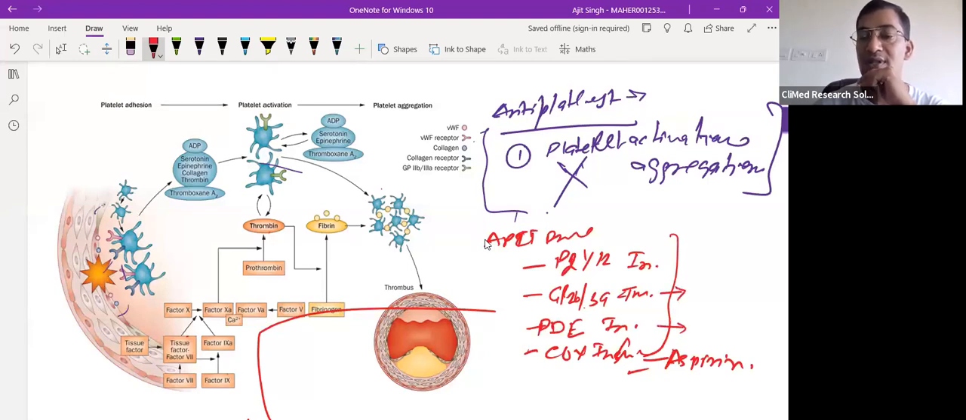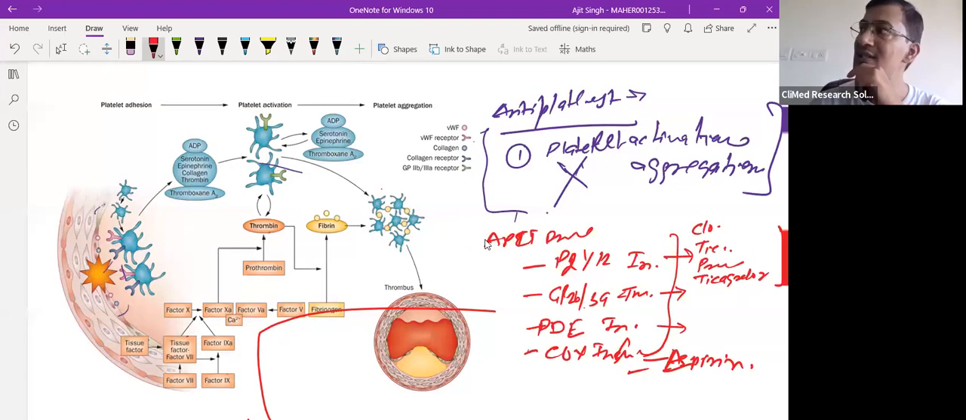So P2Y12 inhibitors are clopidogrel, ticlopidine, prasugrel, and the new one, ticagrelor. Clopidogrel, ticagrelor, prasugrel, and ticlopidine. These are the P2Y12 inhibitors. What are PDE inhibitors and what are COX inhibitors? COX inhibitor is aspirin. What are PDE inhibitors, guys?